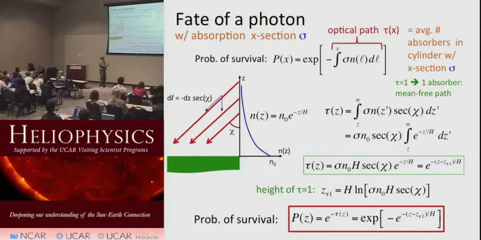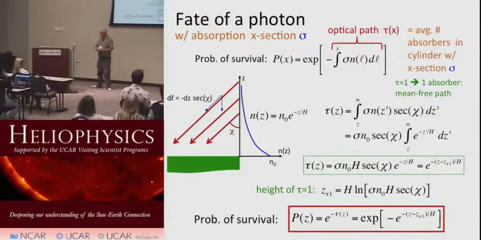When I do this integral, I get a path length that is this absorption cross-section, the number density at the ground, h, and then my secant, and then my exponential. I can clean this up a lot if I basically define this to be something else. In other words, I take the logarithm of this and call that a height, z tau 1. I believe it's called something else in the literature, but I like the fact that this reminds me, this is the height at which tau is equal to 1. And it's basically the scale height and then the logarithm of all this stuff in here.